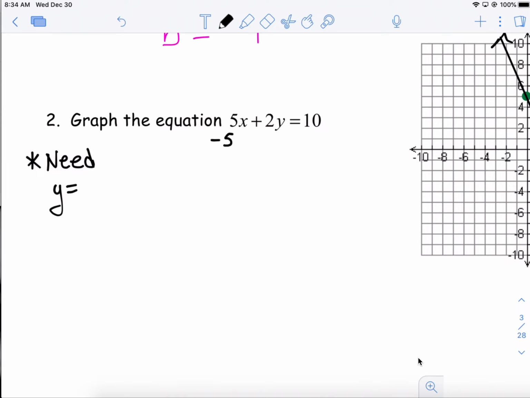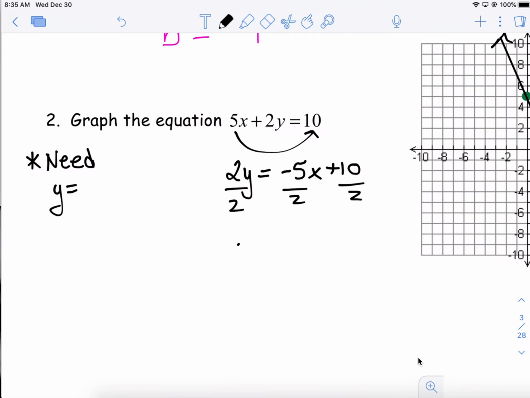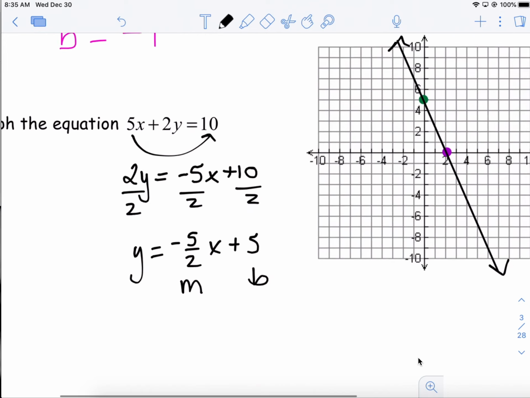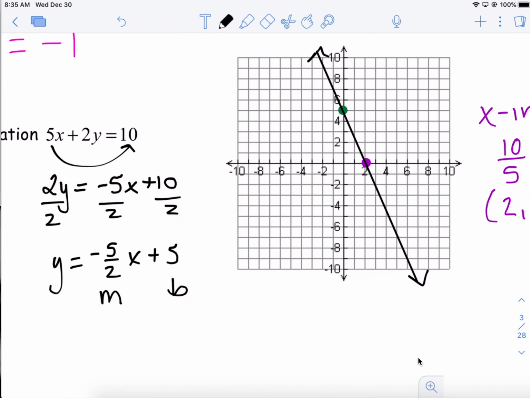You would again move the 5x to the other side. Make sure you change the sign. So 2y equals negative 5x. The 10 does not move, so it stays positive. We would divide everybody by 2 to get rid of that and get y by itself. -5 over 2 would be my slope. +5 would be my y-intercept. So this is my m and my b again. And if I graph that, it would be the exact same thing.